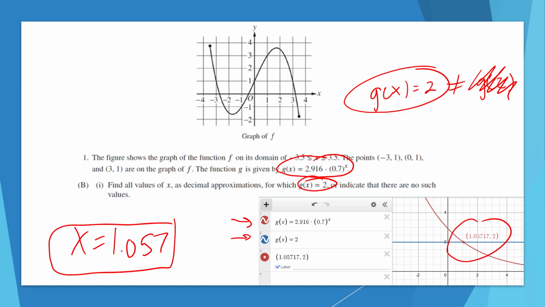That should be our answer there. I've had students that put 1.057, 2. I guess that's okay, but here it's really only asking for x values, so that's really what I'm looking for. There is just the x value. There's only one right here, but if there was multiple, make sure to give all of them. Otherwise, you will get points deducted.